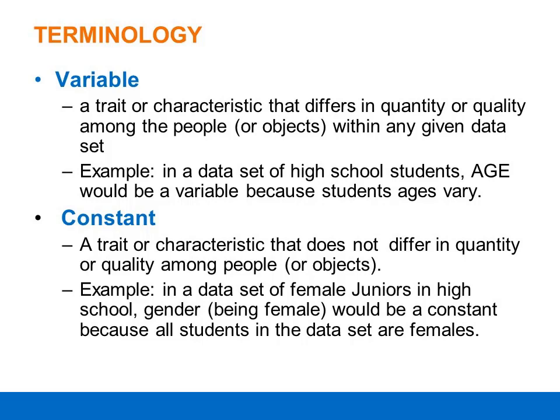When a characteristic does not vary, it is called a constant. Constants are consistent traits or characteristics. For example, in a data set of female juniors in high school, the variable gender would be considered a constant because all students in the data set are females.